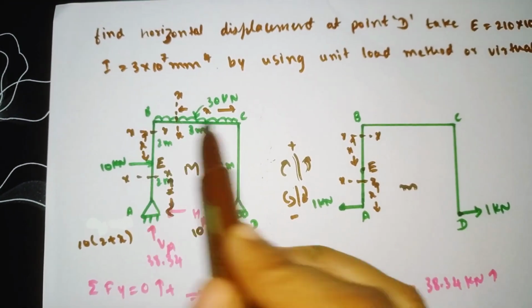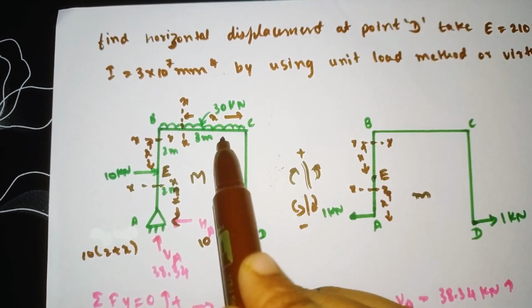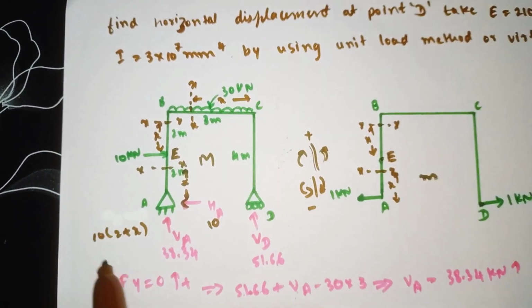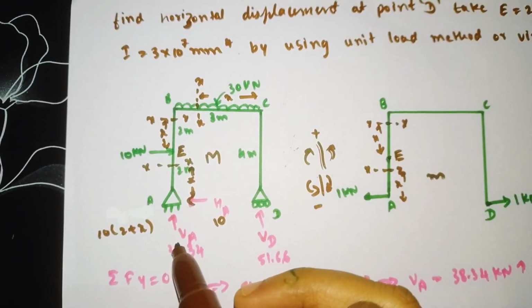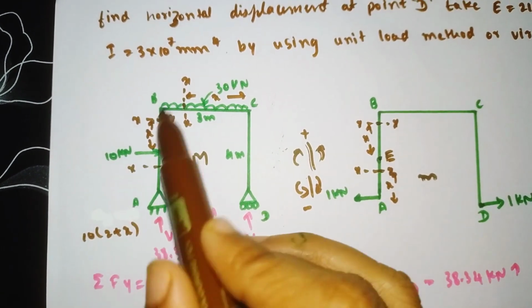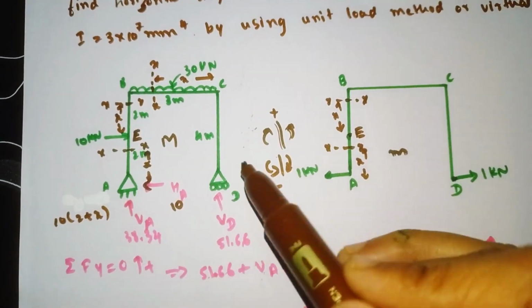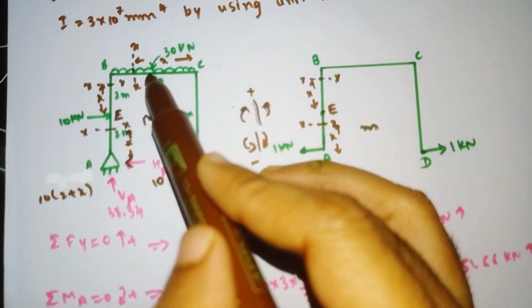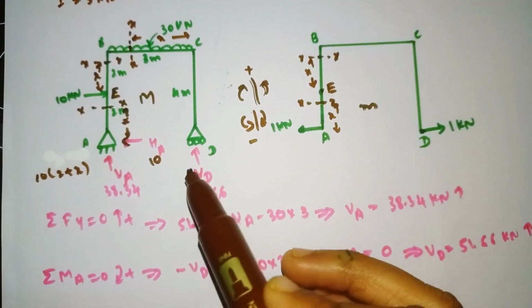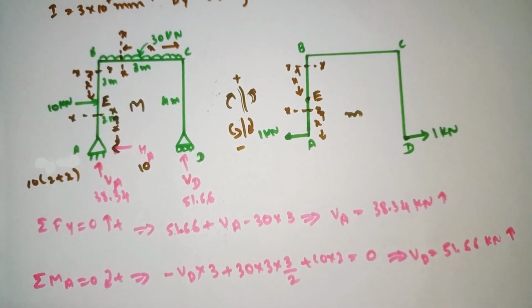If you consider for the BC section the origin as B, then we need to cut the section here. Then we have this load VA and the 10 kilonewton, and we need to calculate from this segment. The calculation becomes a little lengthy. That's why for easy calculation I have taken the origin as C. For BC I have taken the origin as C because here we have only one load, so it will be easy to calculate.